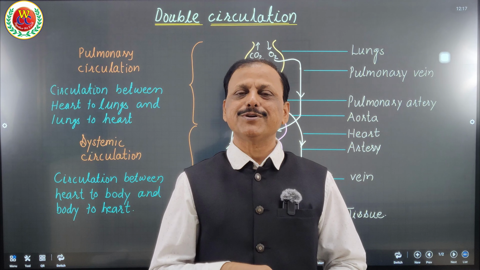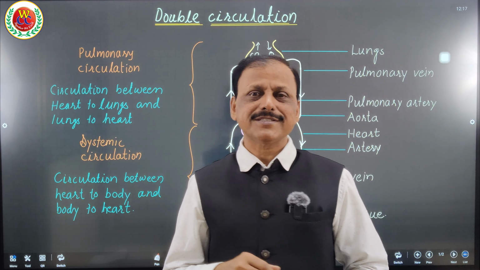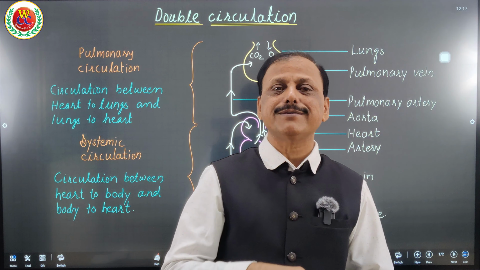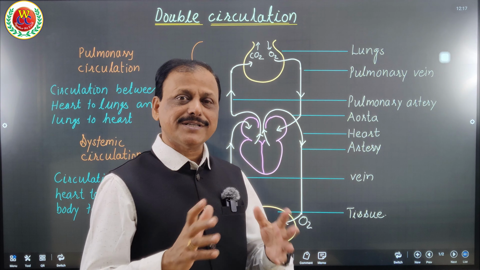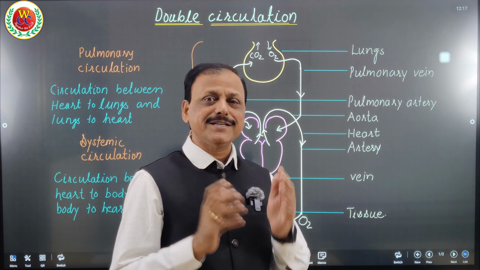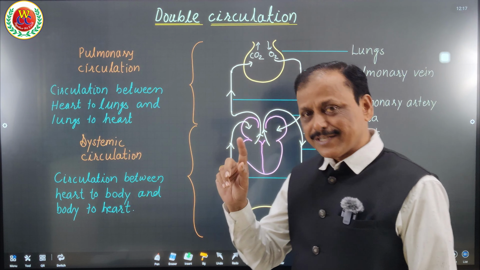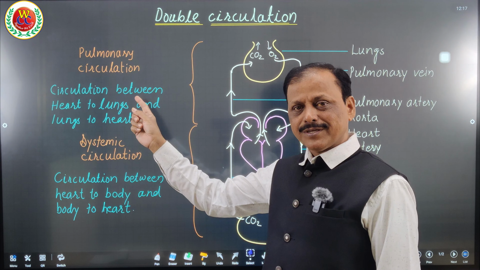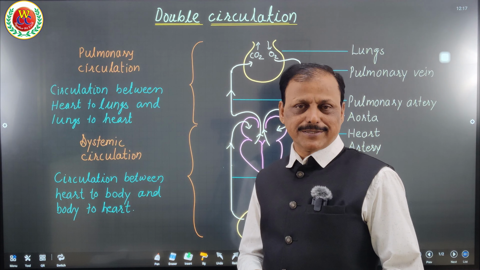And it is possible because of the 4-chamber heart. Otherwise, in amphibians, because of the 3-chamber heart, they have double circulation, but it is incomplete double circulation since they pump mixed blood. So in birds and mammals there is a complete double circulation, and it becomes possible because of the circulatory pathway also. There are two circulatory pathways. One is the pulmonary circulatory pathway and another is the systemic circulatory pathway.